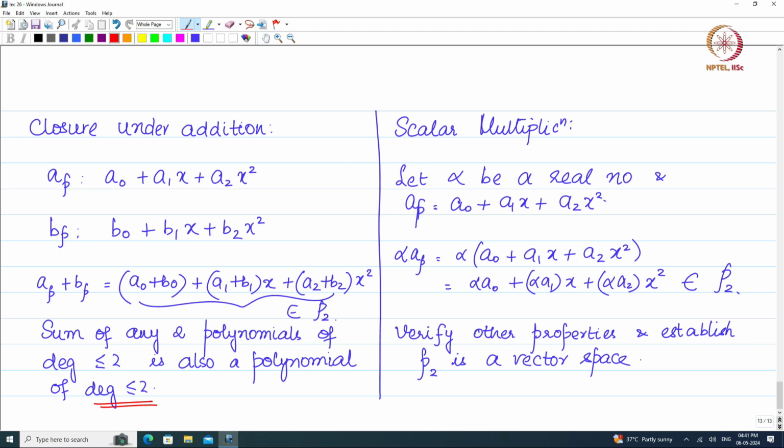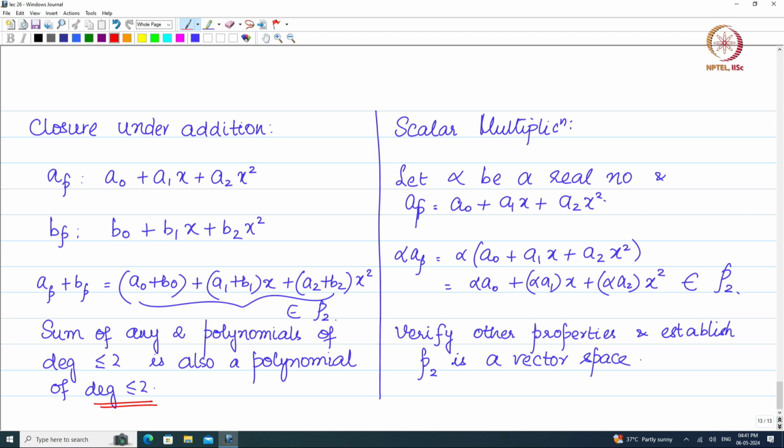may have two polynomials, let us say AP and BP, such that AP is A naught plus A1x plus A2x squared, and BP is B naught plus B1x minus A2x squared, and when you add these two, the x squared term gets knocked off, you will get a degree 1 polynomial, which will not be there the moment I say I am going to look at the set of polynomials of degree strictly equal to 2.